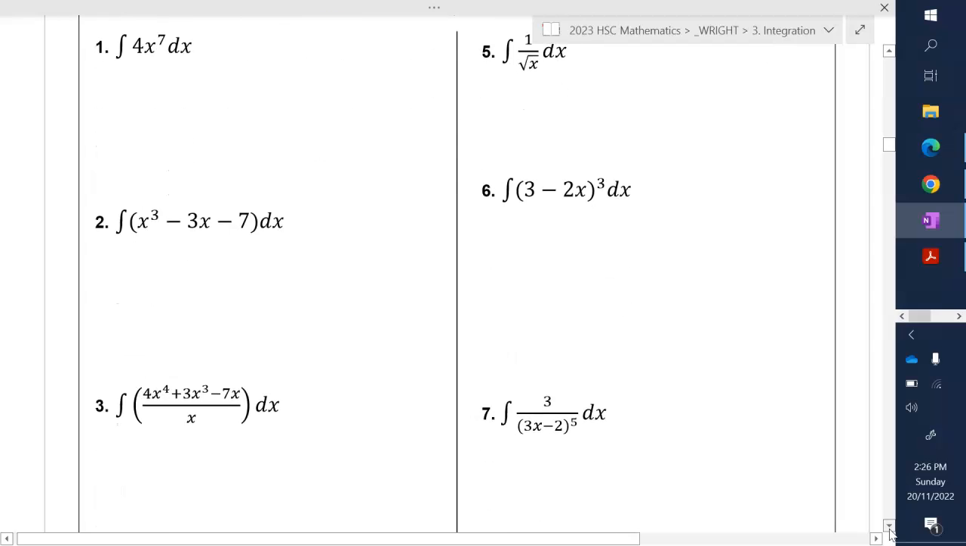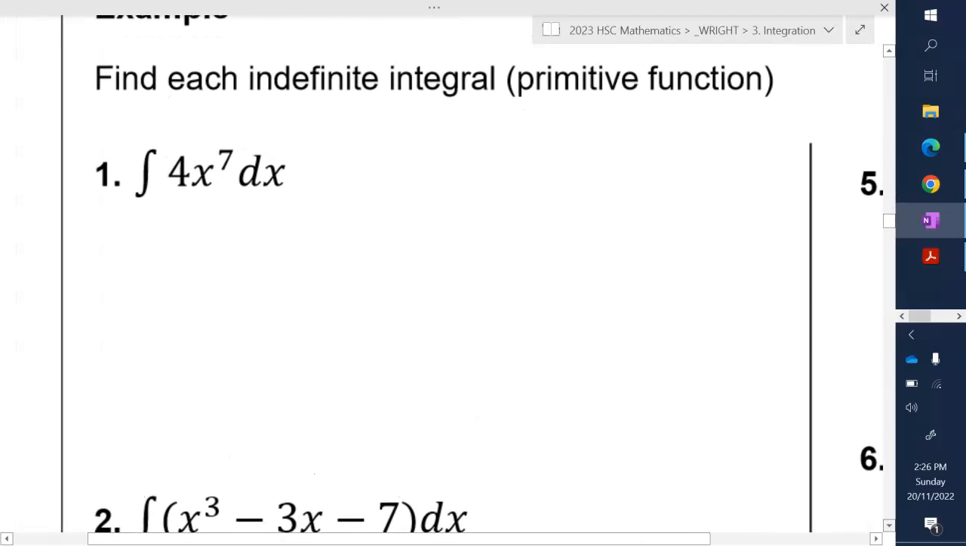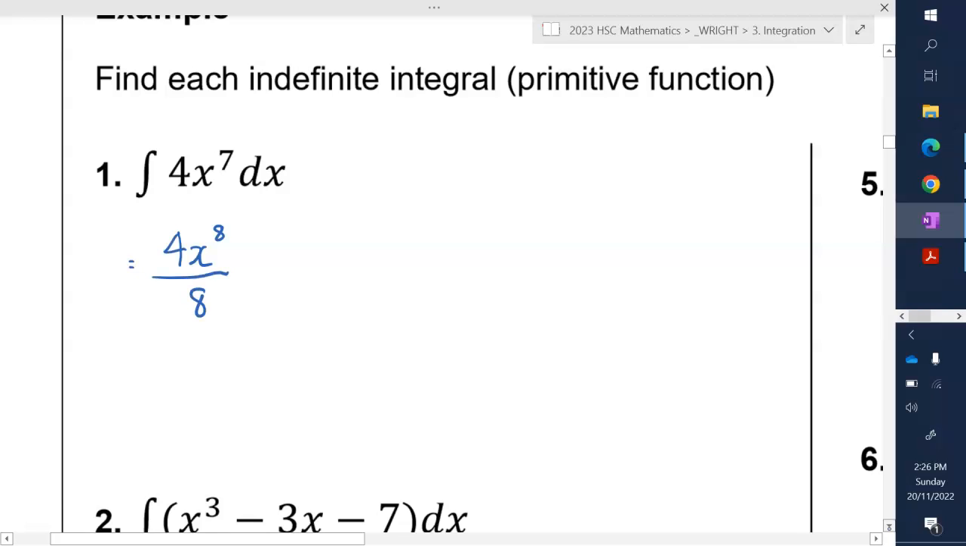Okay, step 1, we are going to find the primitive, or we're going to integrate 4x to the power of 7. So the rule says what we do is we add 1 to the power, so 7 plus 1 is 8. I still have a 4 there, and I need to divide by that 8, plus a constant. 4 and 8 cancel down to be a half.